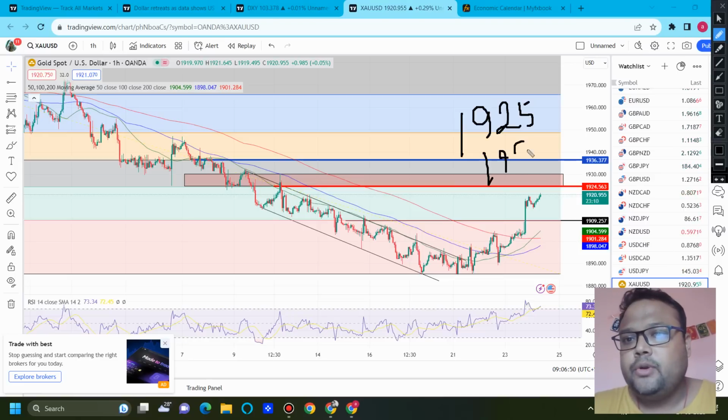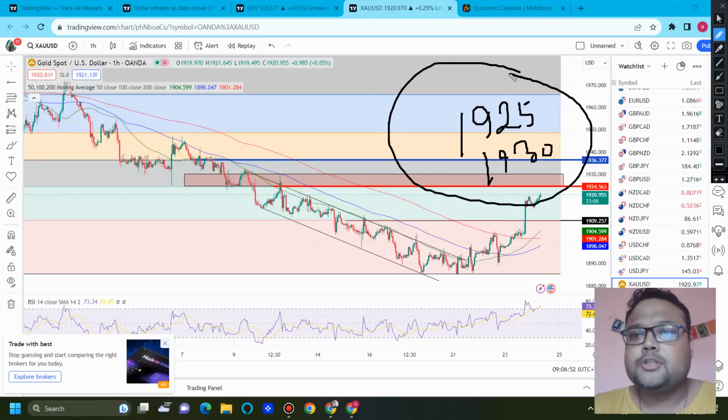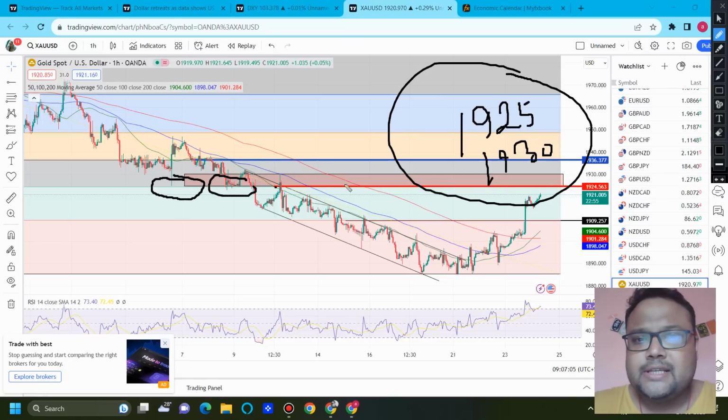So 1925 to 1930 is also a resistance zone on the chart of gold here. 1925, because we have the Fibonacci 38.2% retracement level. You can see previous support will be working as resistance here. So 1925 also seems to be a legit resistance for us.